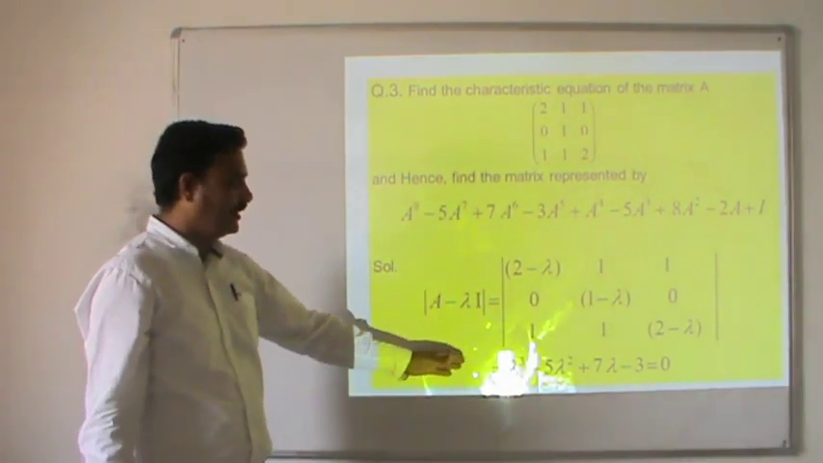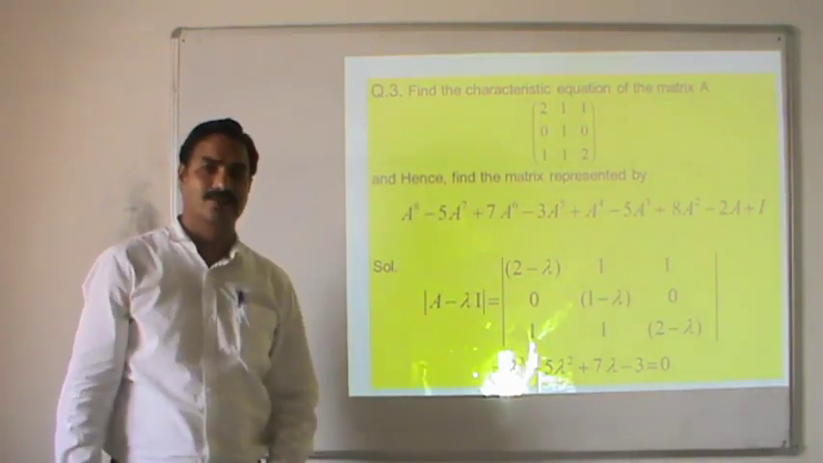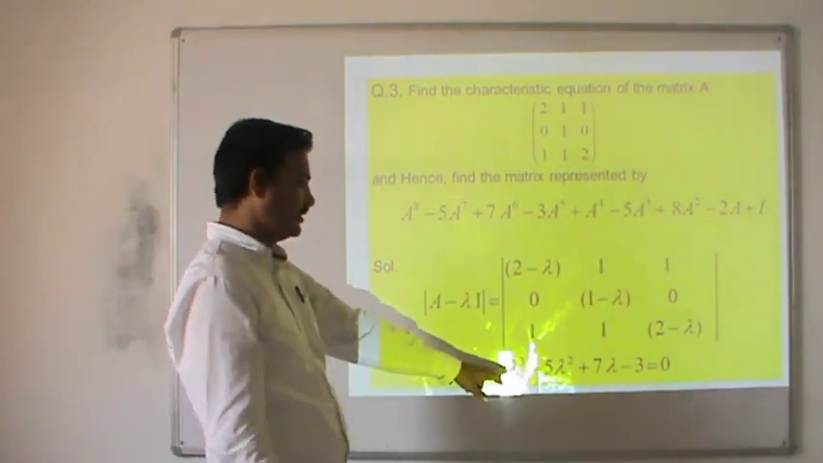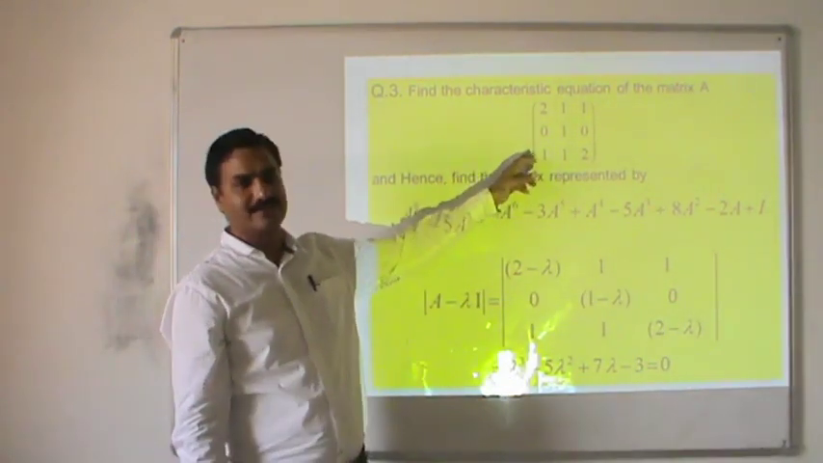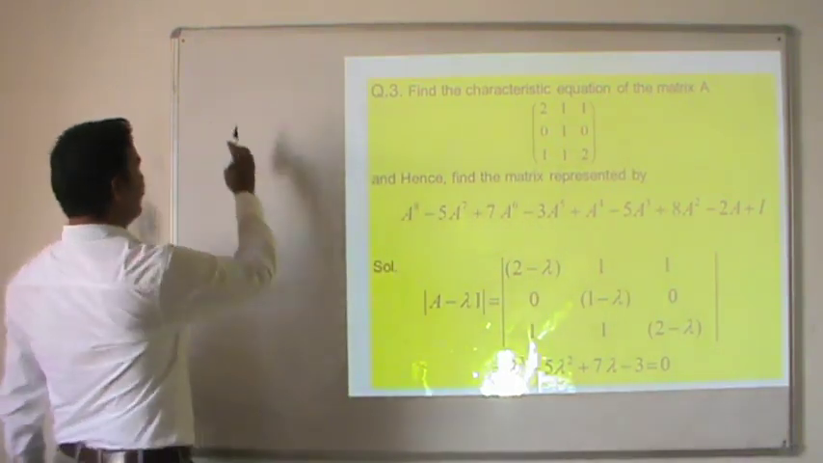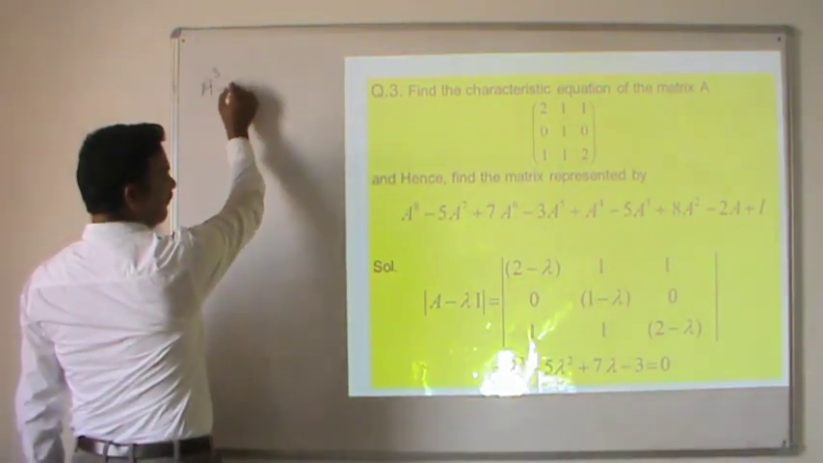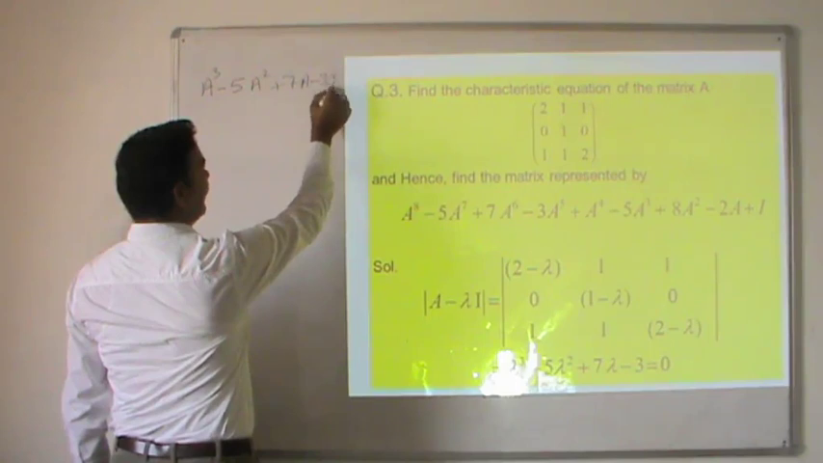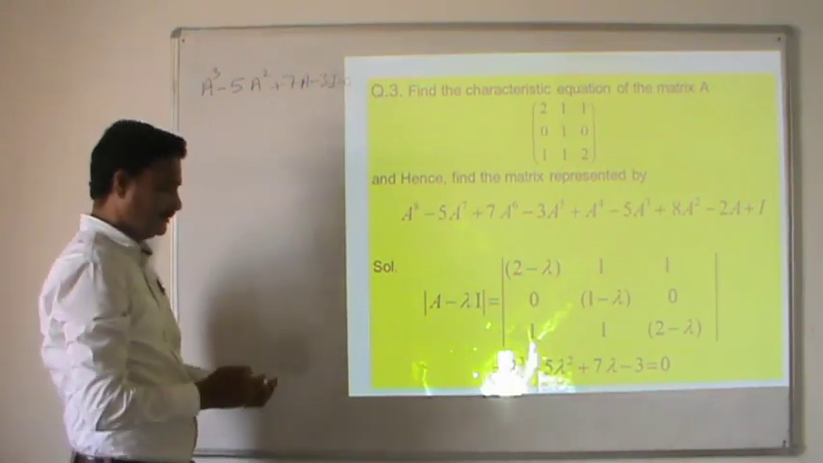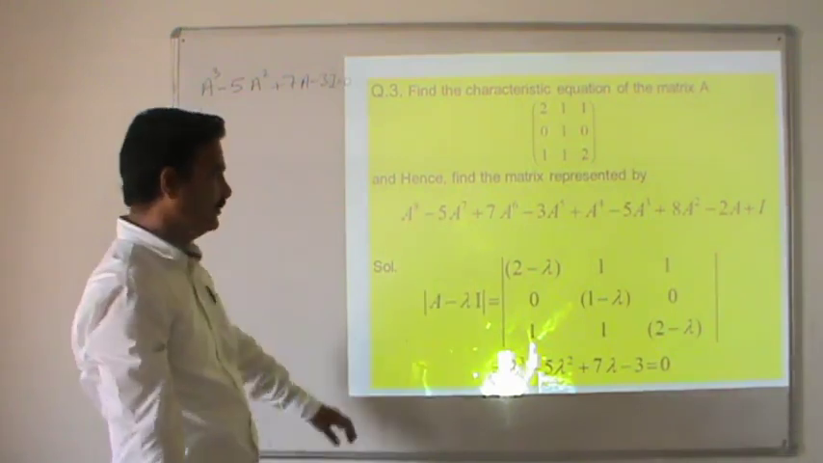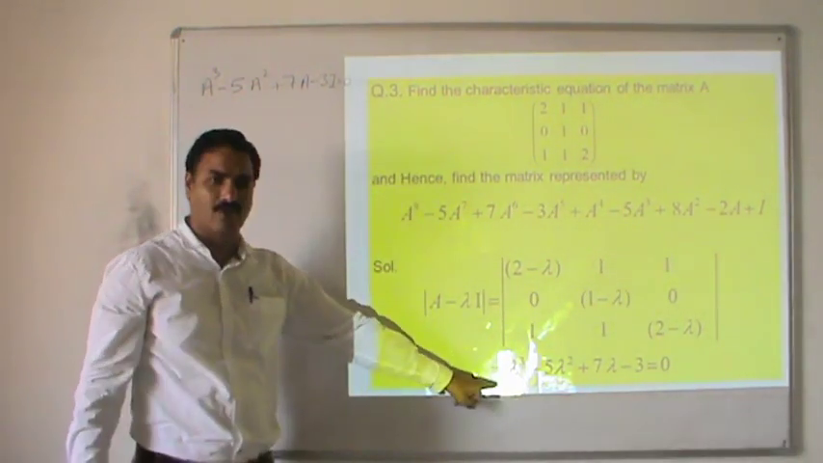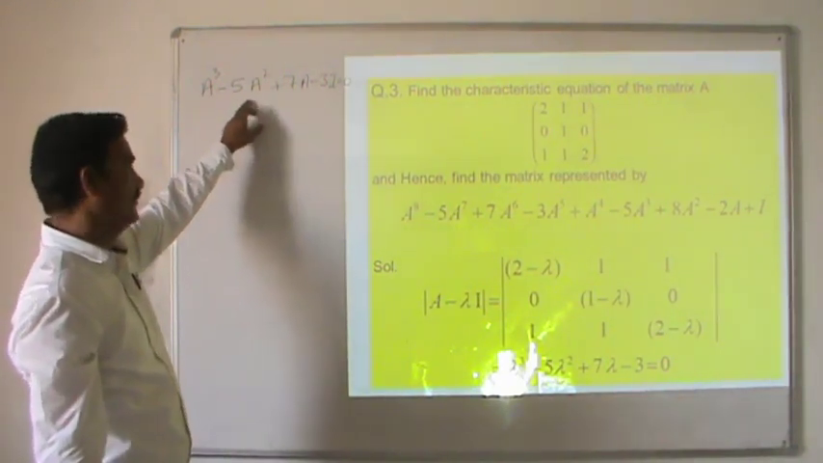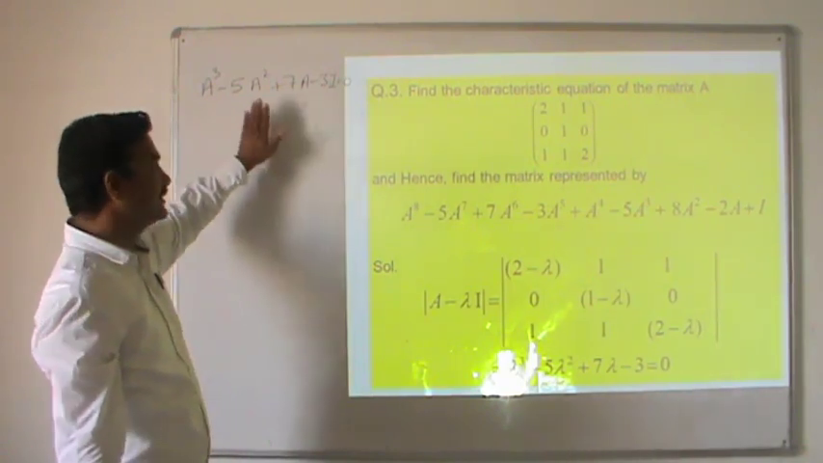According to the Cayley-Hamilton theorem, every square matrix always satisfies its own characteristic equation. So this characteristic equation is satisfied by the square matrix A, meaning instead of lambda, we can write A. A cube minus 5 times A square plus 7 times A minus 3 times I is equal to 0. That's why we replace lambda throughout by A. So this is given, right?